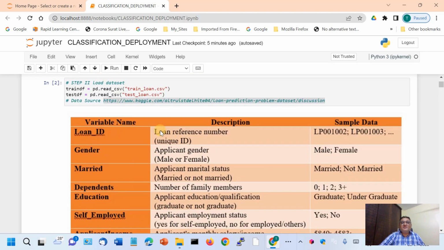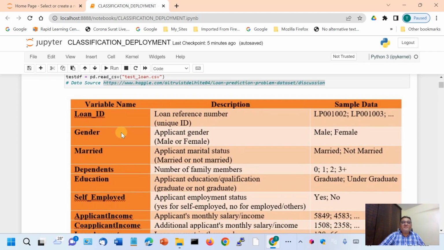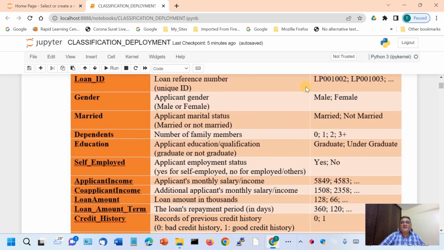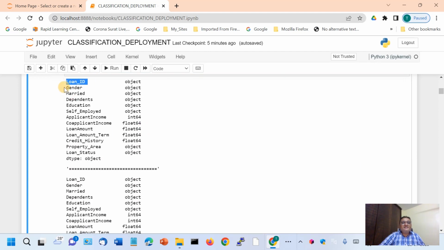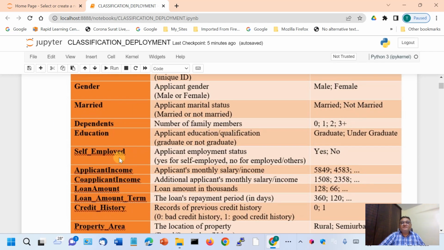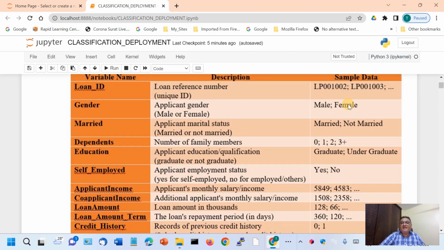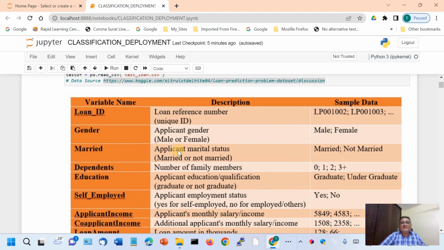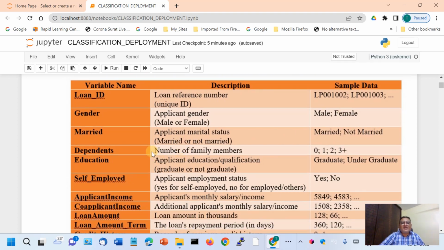Now, Loan ID. Loan ID is just a unique ID. So that means if there are 10,000 observations, then for each observation, there will be a different loan ID. Okay. Then gender. Gender of the applicant who has applied for the loan. There can be only two categories, male and female. Okay. Then married. That is whether the applicant is married or not married. Again, there are only two categories.